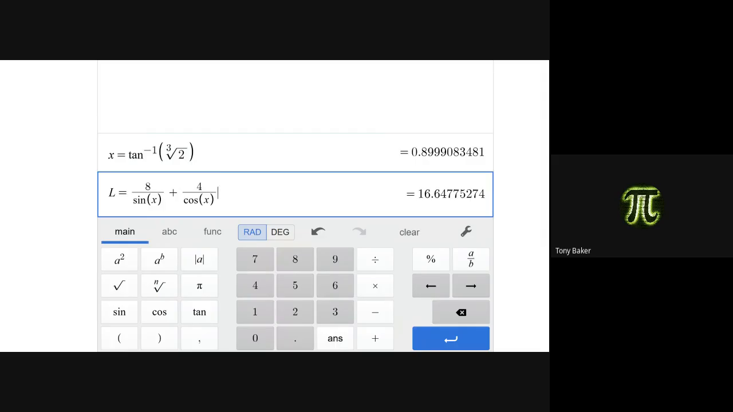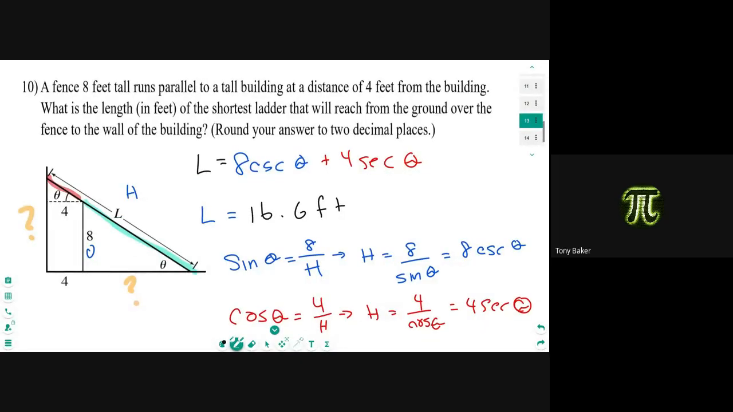So the shortest length of the ladder is 16.6 feet. Oh, it actually says rounded to 2 decimal places. I missed that part. Fine, 16.65. That's what I get for copying problems from a book.